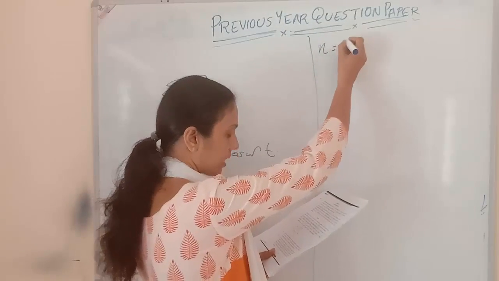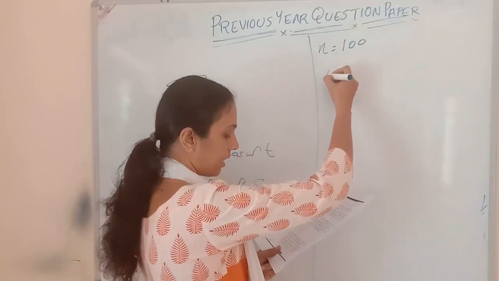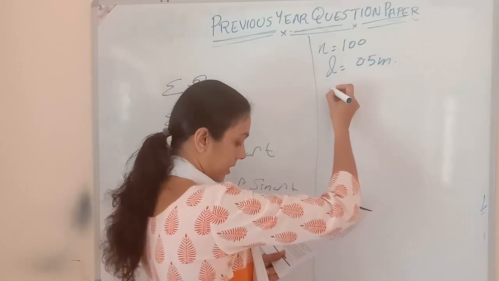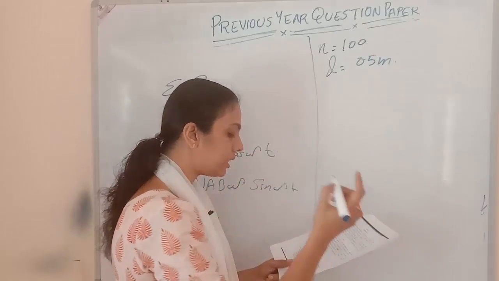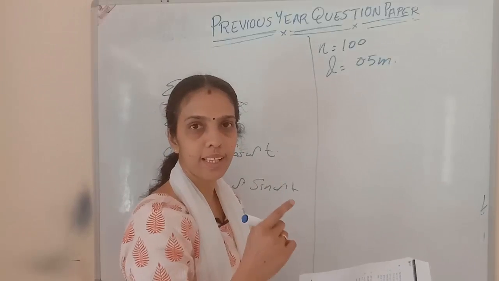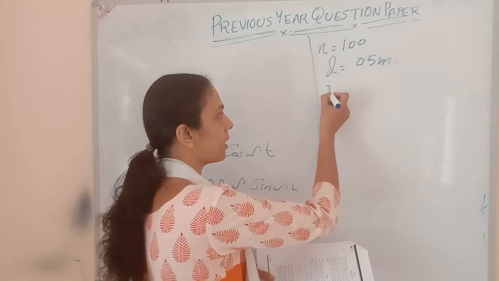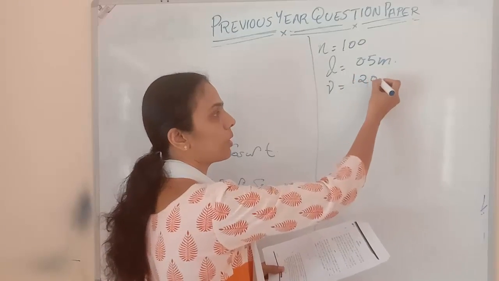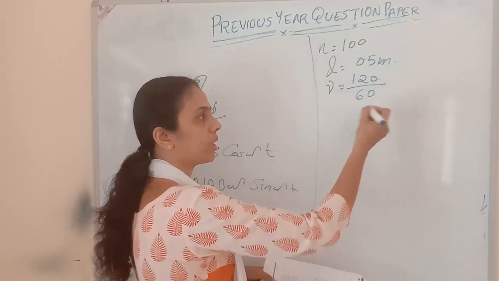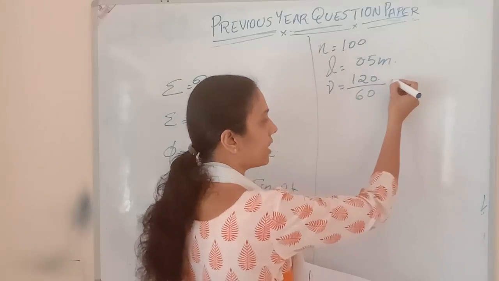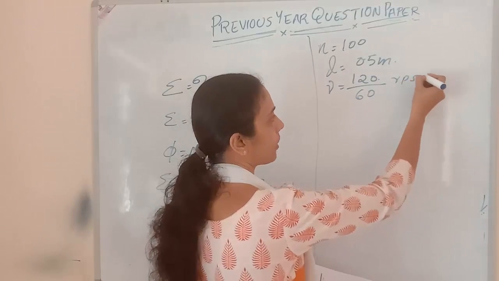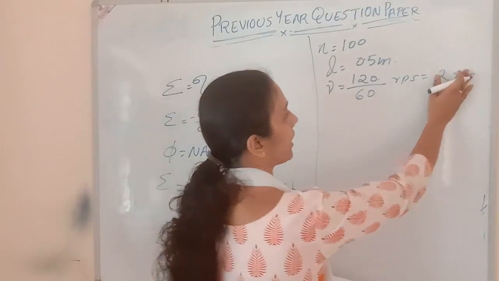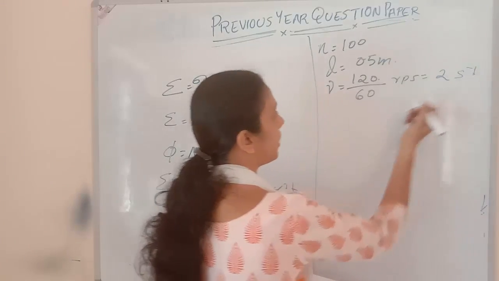The number of spokes is given as 100 and length is 0.5 meter, rotated with a speed of 120 revolutions per minute. What is that? It's the frequency. The number of revolutions per minute is given as 120 revolutions per minute; divided by 60, you will be getting revolutions per second in hertz. Okay, so 2 revolutions per second, 2 second to the power minus 1. That will be the frequency.